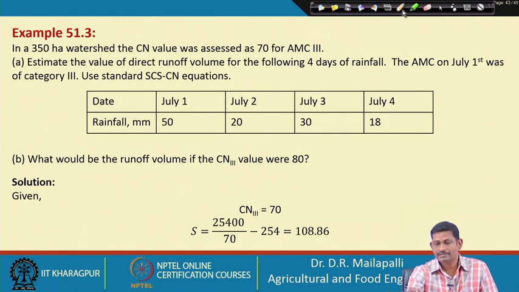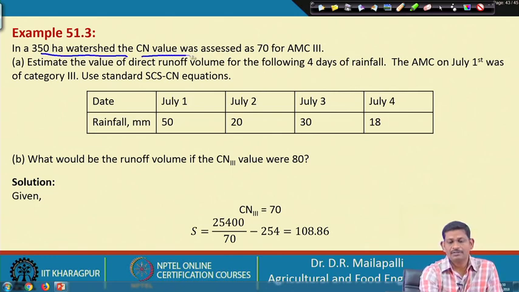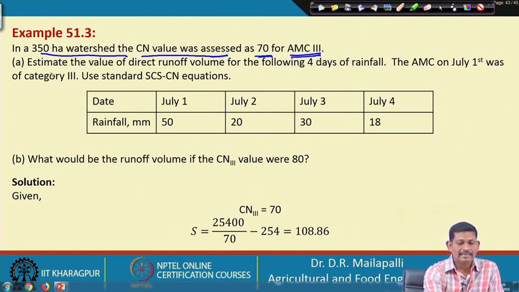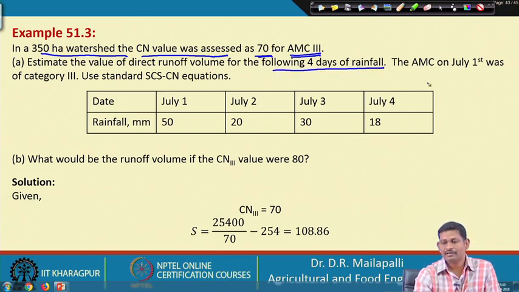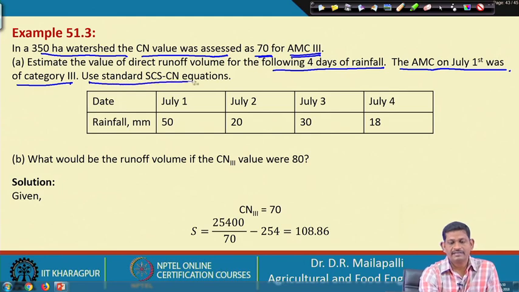Let us see an example here. In a 300 hectare watershed, the curve number value was assessed as 70 for AMC 3, that is a wet soil. Estimate the direct runoff volume for the following 4 days of rainfall. The AMC on July 1st was of category 3. Use the standard SCS CN equations.